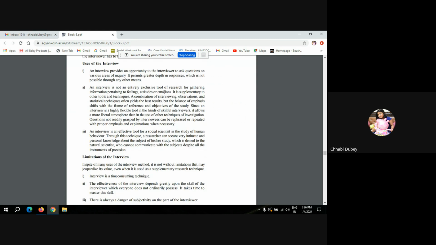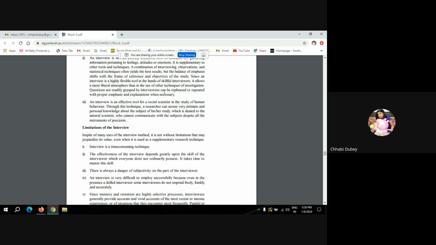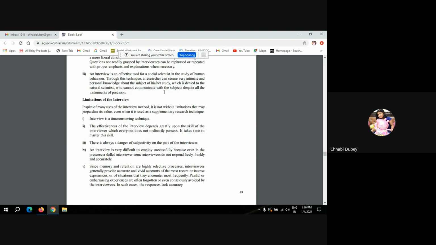Now, apart from the fact that interview is used for a variety of purposes, there are certain limitations of the interview method. First of all, interview is a very time consuming technique. There is always a very, very great danger of subjectivity in this case. A lot of times, the effectiveness of using this particular tool depends upon the skill of the interviewer. How skillful you are as an interviewer, how well you are able to get the facts out of the person who has been interviewed.